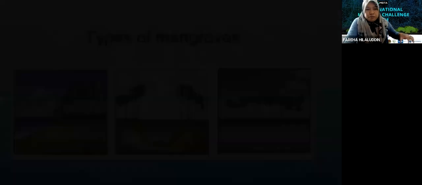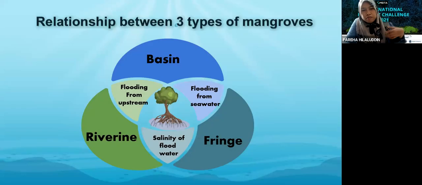Next, the relation between fringe mangrove, which is near the water, riverine mangrove, and basin mangrove. The water flooding from seawater links basin and fringe mangrove. Salinity of flood water passes from fringe mangrove to riverine due to high tides, and also from riverine to basin mangrove by flooding from the upstream.